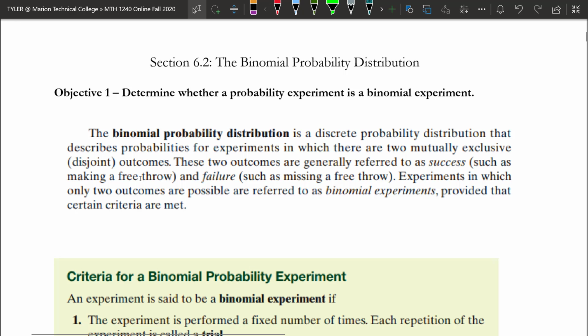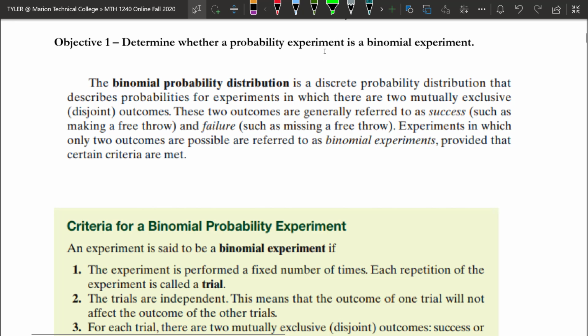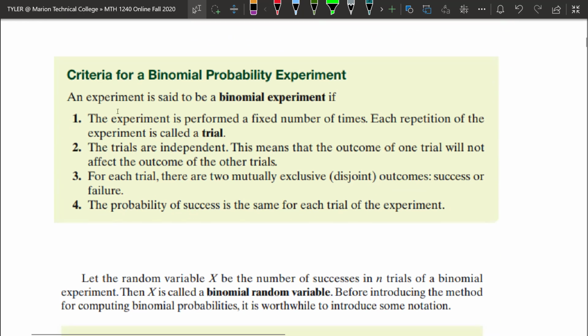The binomial probability distribution is a discrete probability distribution that describes probabilities for experiments in which there are two mutually exclusive or disjoint outcomes. These two outcomes are generally referred to as success, such as making a free throw, and failure, such as missing a free throw. Experiments in which only two outcomes are possible are referred to as binomial experiments, provided that certain criteria are met. The criteria that must be met are the following.